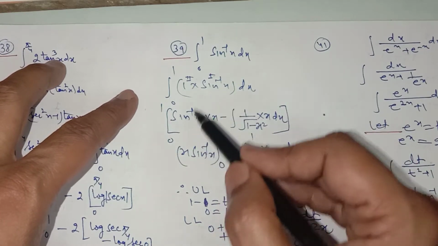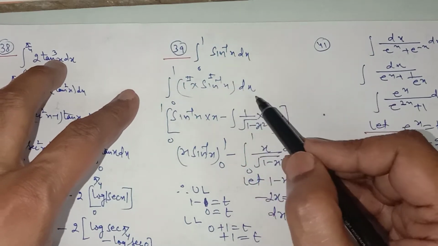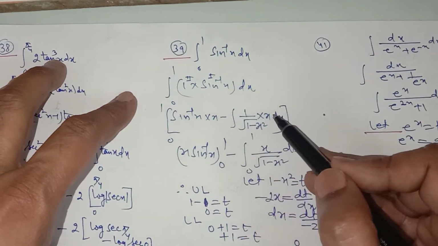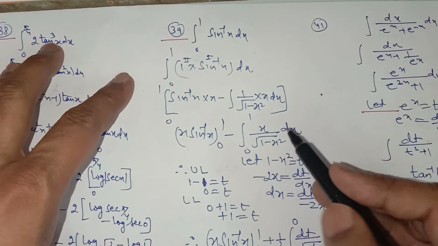So first function as it is, integration of second, which is x, minus derivative of the first, which is 1 upon under root 1 minus x square, into integration of second, which is x. Now x upon under root 1 minus x square, you have to integrate it by substitution method.